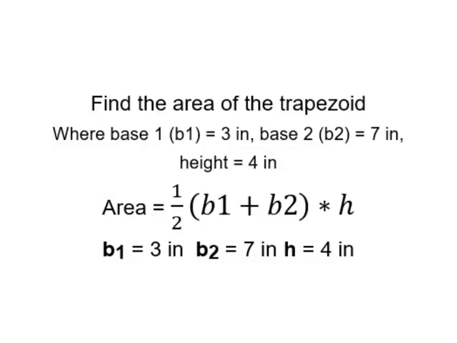Find the area of the trapezoid where base 1 is equal to 3 inches, base 2 is equal to 7 inches, and the height is equal to 4 inches. So in this problem, our formula is area is equal to half times base 1 plus base 2, times height. Again, our base 1 is equal to 3 inches, base 2 is equal to 7 inches, and our height is equal to 4 inches.